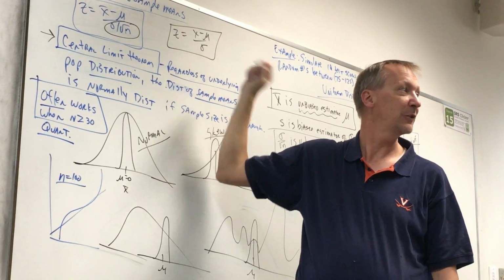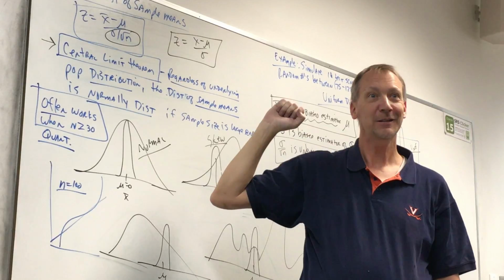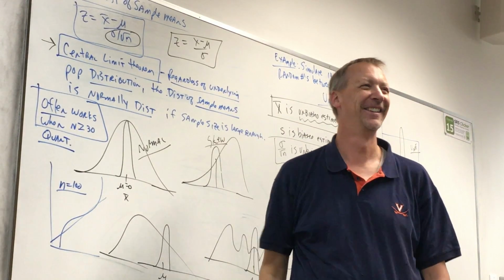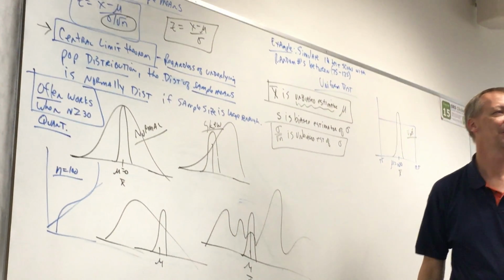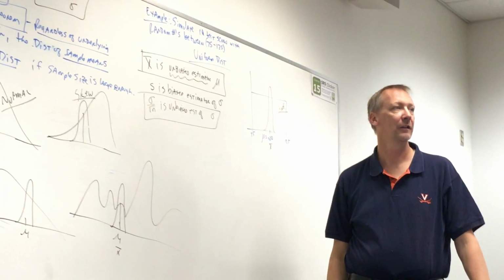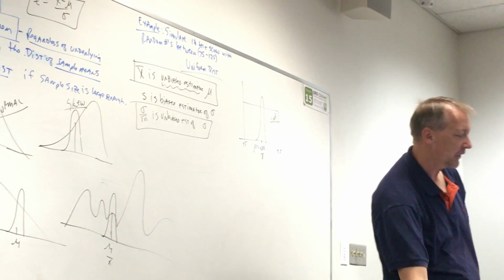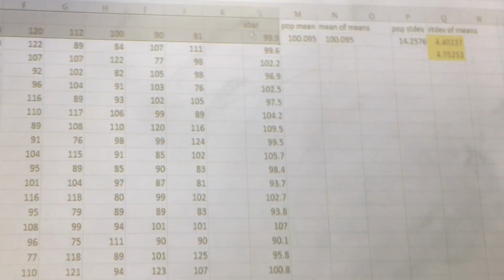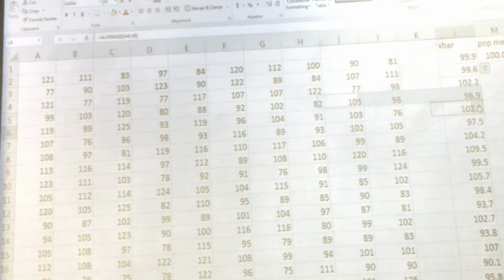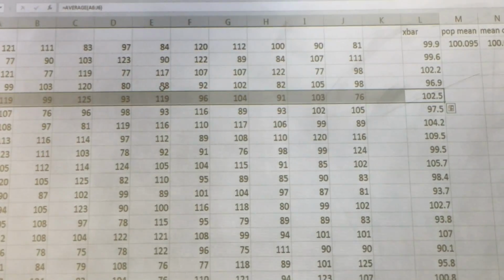Does it make you love the central limit theorem? Not yet, but you'll love it. Yes? So why wouldn't you take the square root of 900? Because my sample size is only 9. Just your sample size. Okay. So what I'm doing is I'm taking any one of these rows, because you're not going to sample all of them.